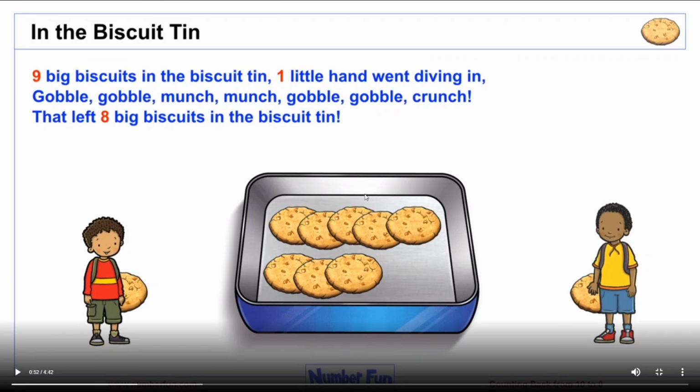We can see clearly the 5 on the top and the 3 on the bottom. That's the standard tens frame image of 5 and 3. We can also see the 2 spaces that have been taken up by biscuit number 1 over here and biscuit number 2.